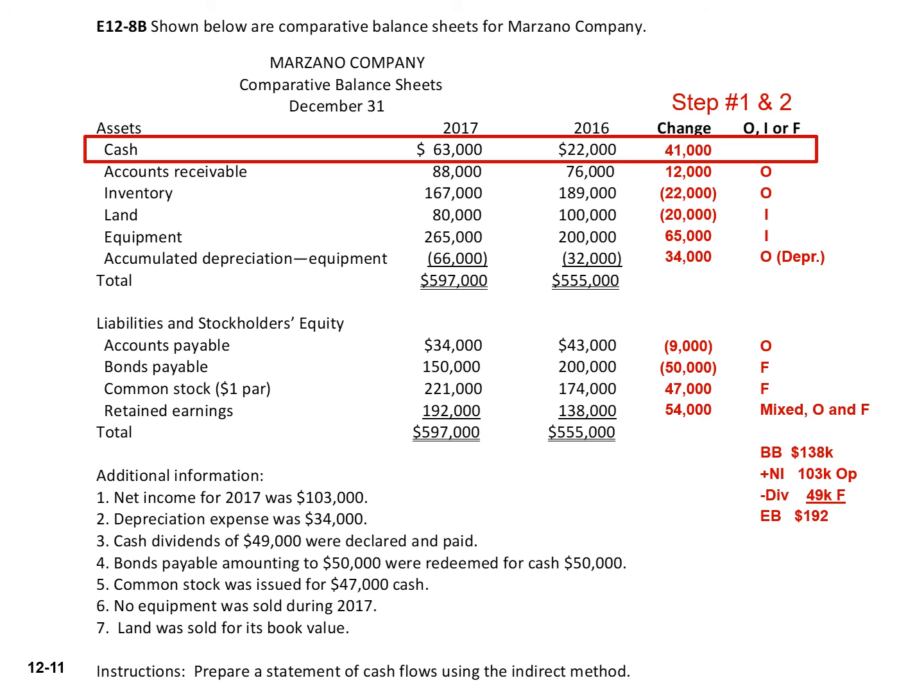All right, the last thing I want to mention, again, steps 1 and 2 we just did. Step 3, again, we know the change in cash is $41,000. We know the beginning balance was $22,000, and we know the ending balance was $63,000.